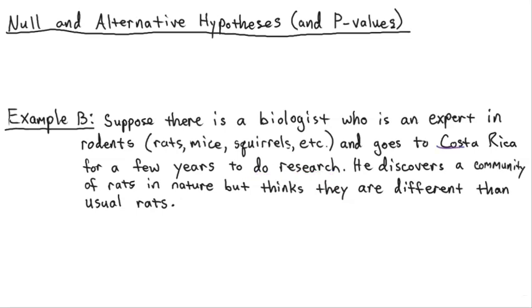Now, while he is in Costa Rica, he discovers a community of rats in nature. But when he observes those rats, because he knows rats very well, the more he looks at them, he thinks that they are very different from other rats. He knows what rats are like because he's an expert in rodents. But he's looking at these new rats, and he says, well, they're very different. They're different than what I used to see with rats. I don't know what it is, but there's something different about them.